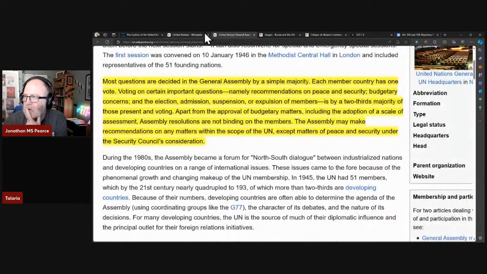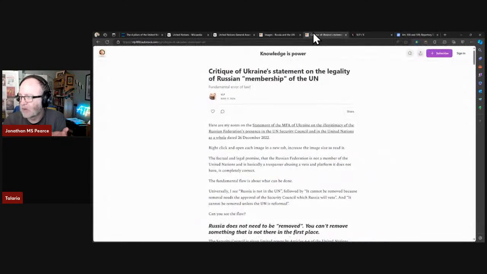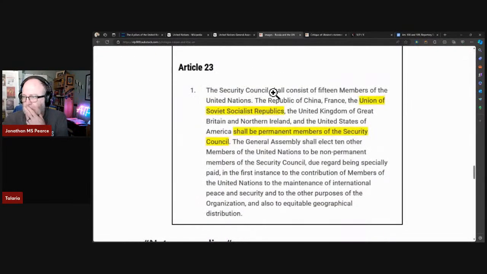Article 108. Yeah, go back to that. So it says amendments to the present Charter shall come into force for all members of the United Nations when they have been adopted by a vote of two thirds of the members of the General Assembly and ratified in accordance with their respective constitutional processes by two thirds of the members of the United Nations, including all permanent members of the Security Council. And of course, that hasn't happened, as you say. Yeah. So what are we left with?